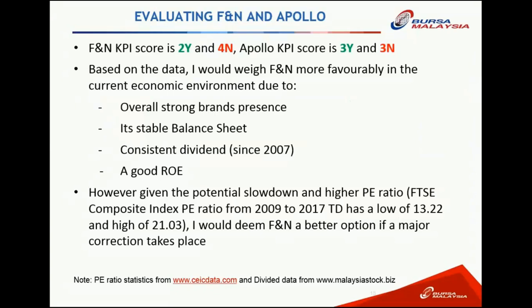So evaluating FNN and Apollo. Now FNN KPI score is 2 yes and 4 no. Apollo KPI is 3 yes and 3 no. Based on the data, I think FNN would be more favorable in the current economic environment due to overall strong brands presence. FNN actually have multiple brands with very strong presence in the supermarket. It has a stable balance sheet versus Nestle, consistent dividends since 2007, and a good ROE.